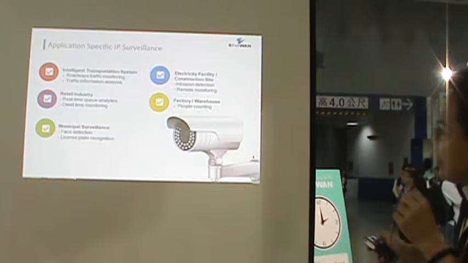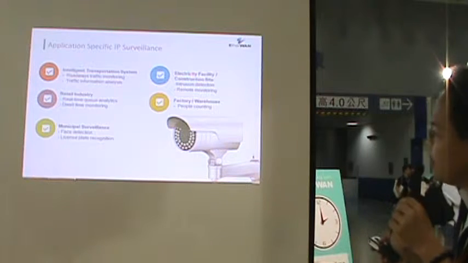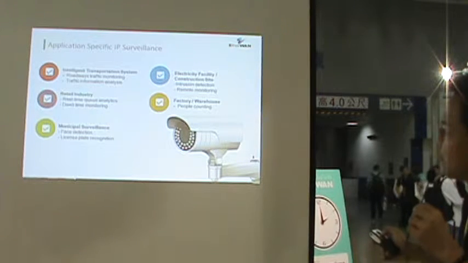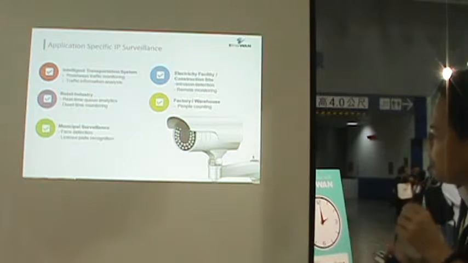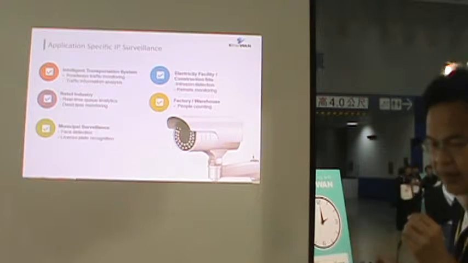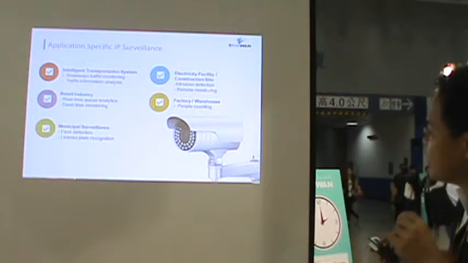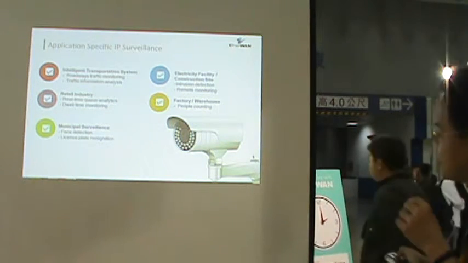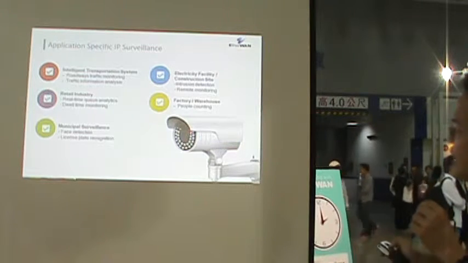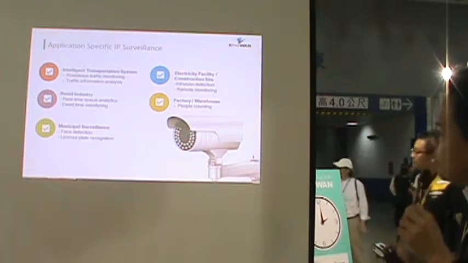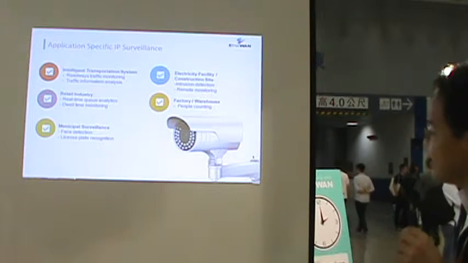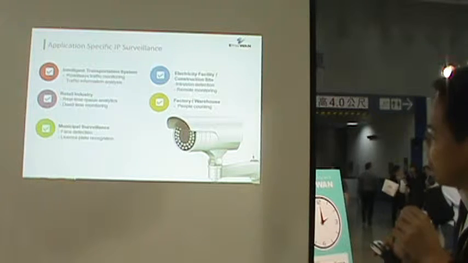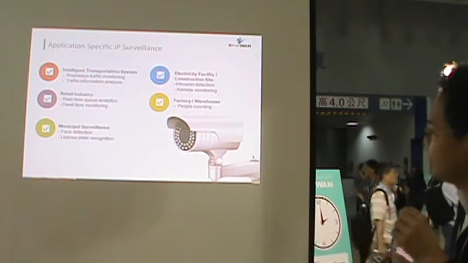In the electricity facility, we have two here: intrusion detection and remote monitoring. For intrusion detection, we use a camera to connect to alarm sensors. If someone goes in, they will be detected, and the alarm signal will be sent back to the control room. As for remote monitoring, we can use it if you have multiple sites in different areas. Normally it is used for centralized management.